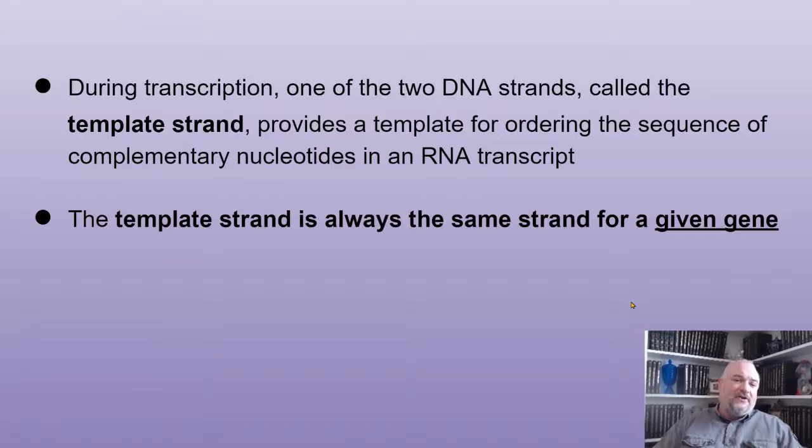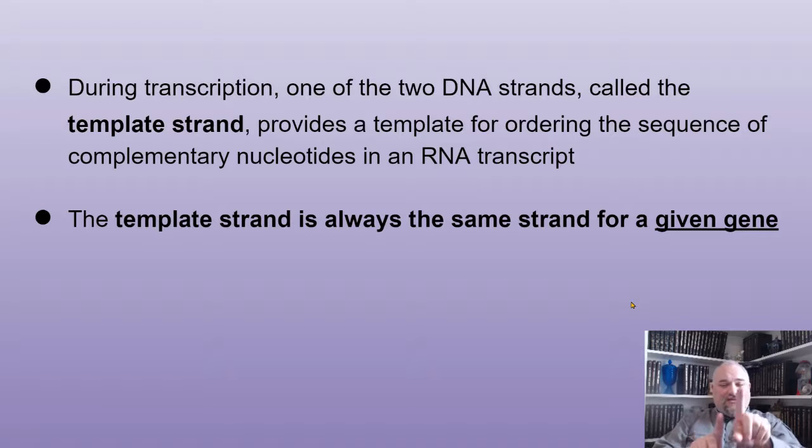Okay. So during transcription, one of the two DNA strands, called the template strand or the sense strand, provides a template for ordering the sequence of complementary nucleotides in an RNA transcript. The template strand is always the same strand for every given gene. You get two strands of DNA, right? One on the left, one on the right. It's not that just one side is the template or sense strand and the other one is the non-sense strand or the kind of the backup copy.